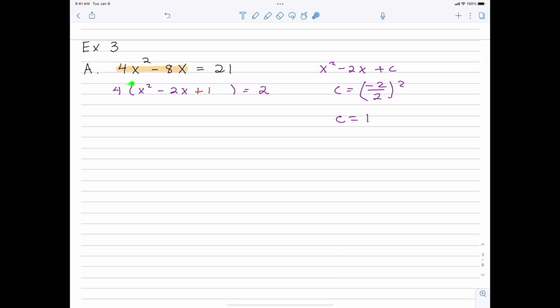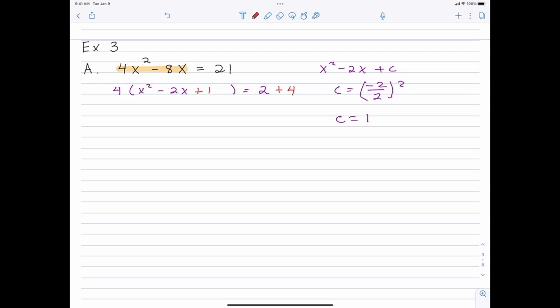So this is actually 4x squared. This is actually negative 8x, which makes this 4. So if I add 4 to the left-hand side, I have to add it to the right-hand side. Again, be careful. We said c equals 1, but 1's in that parentheses. That 4 gets multiplied to everything in the parentheses. So we actually added 4, not 1, to both sides.